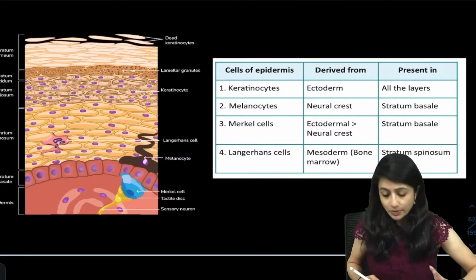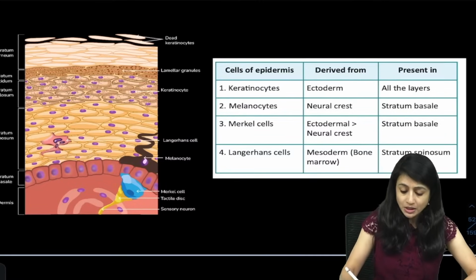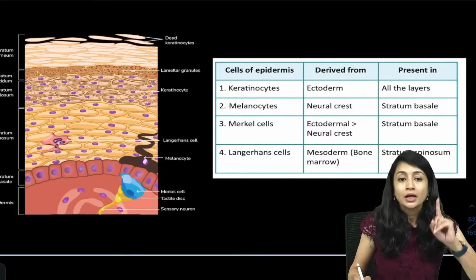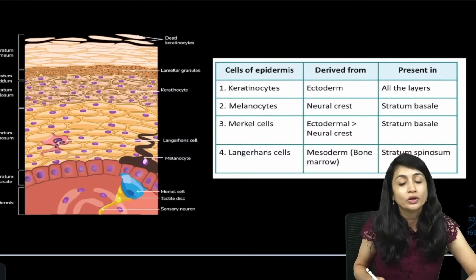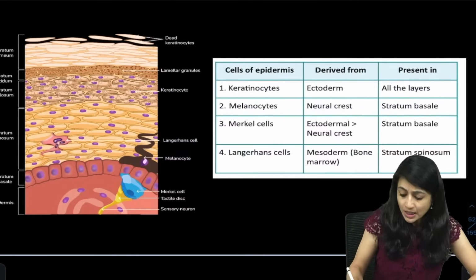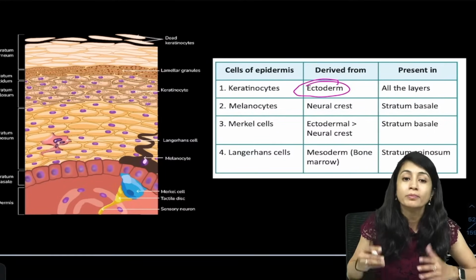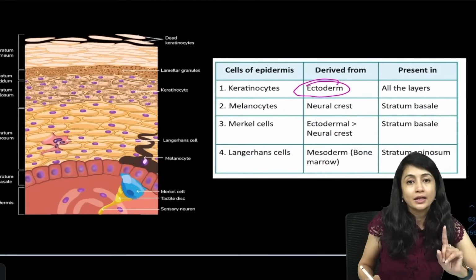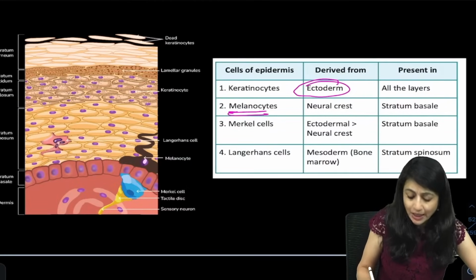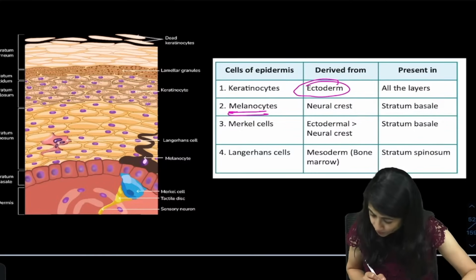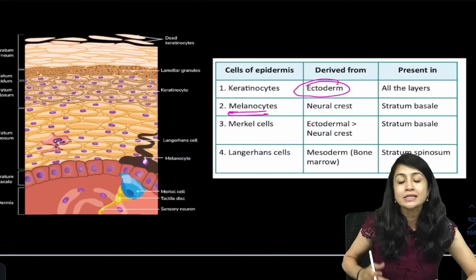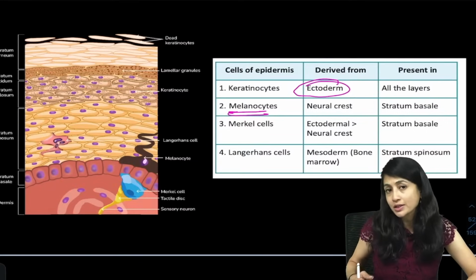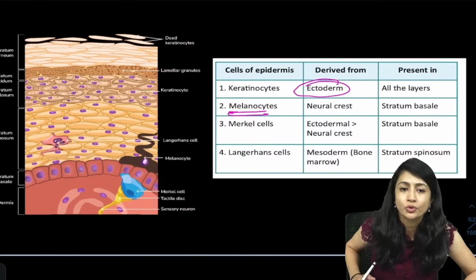The maximum contribution of epidermis is by keratinocytes, which form almost 90% of my epidermis. Keratinocytes are present all over in all layers of the epidermis and they are derived from ectoderm. The second cell in the epidermis is melanocytes. Okay, quickly a question. What is epidermal melanin unit? What is the ratio of cells in an epidermal melanin unit?